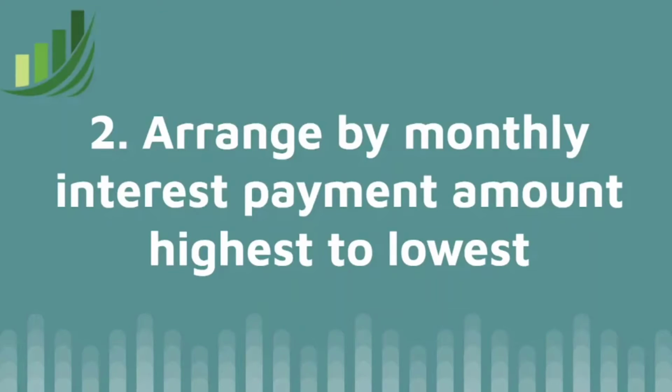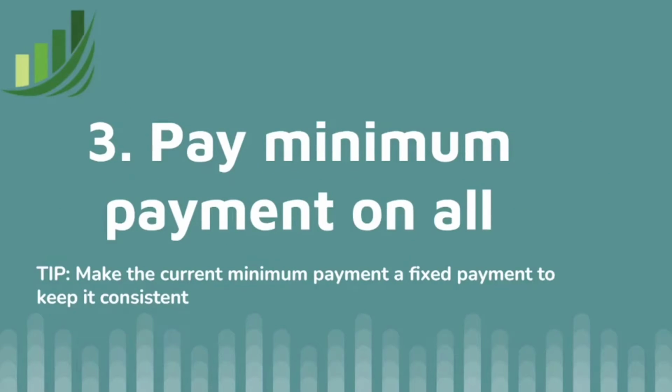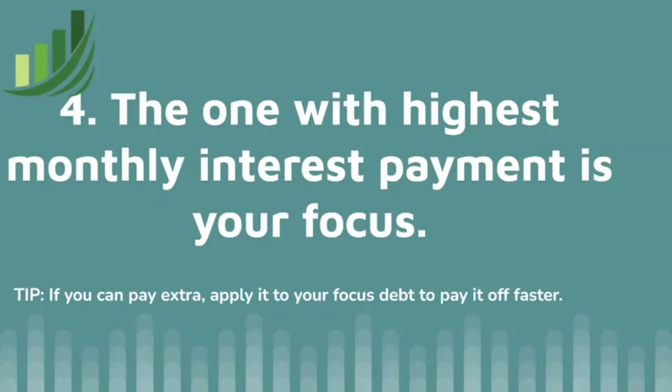Step two, arrange by monthly interest payment amounts, highest to lowest. Step 3, pay minimum payment on all. Once again, you want to make sure that your current monthly minimum payment becomes a fixed payment just to make things consistent. Step 4, the one with the highest monthly interest payment is your focus. As always, if you have the ability to pay extra, you want to apply it to that focus debt in order to pay it off faster.